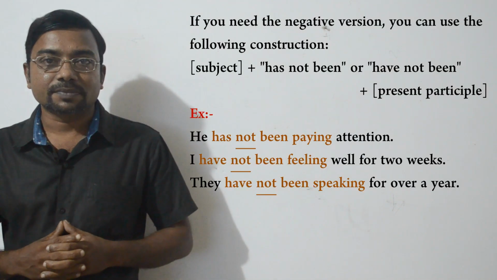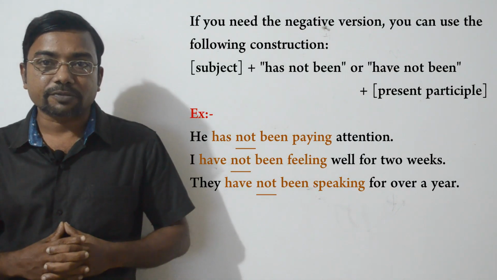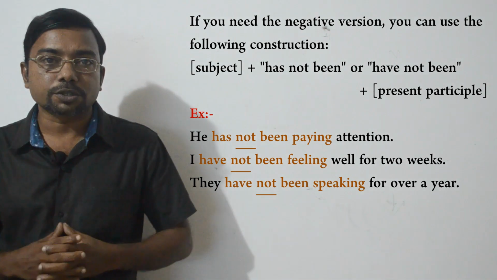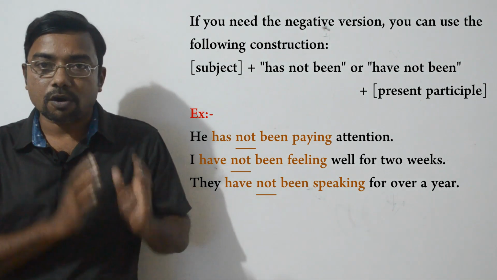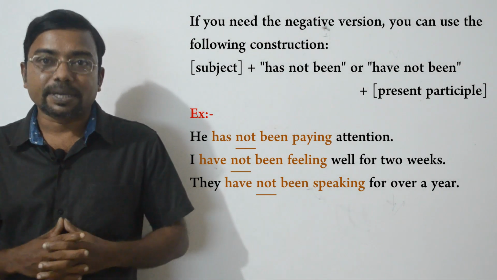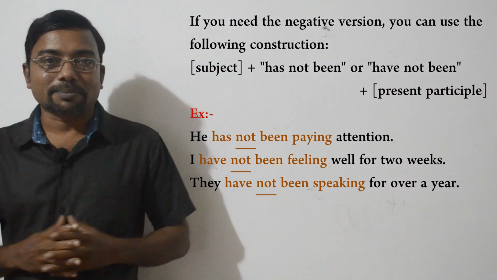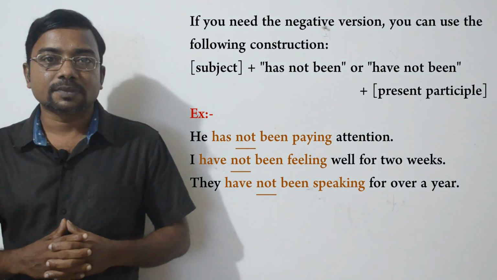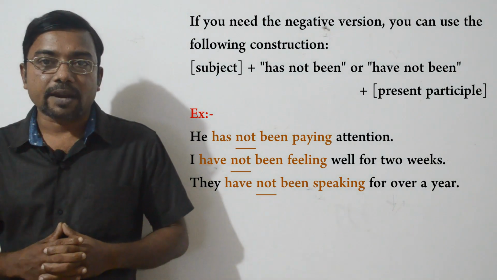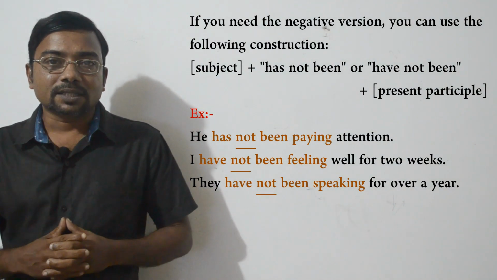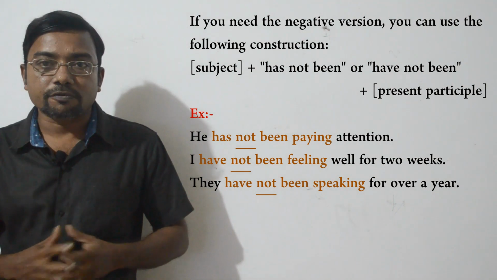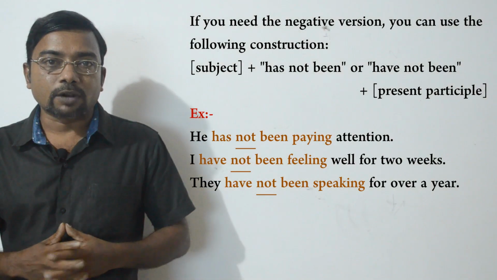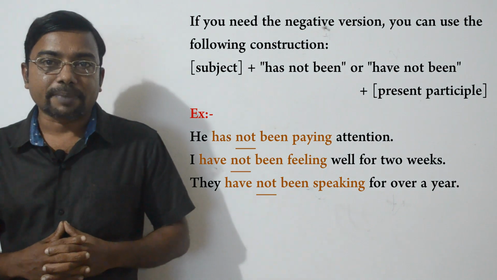Okay. Now let's look at how to make negative statements with the present perfect continuous tense. When we make a negative statement, we use not between the auxiliary verb have or has and the be verb been. Okay, let's look at some examples. He has not been paying attention. I have not been feeling well for 2 weeks. They have not been speaking for over a year. Okay, look at the first example. He has not been paying attention.